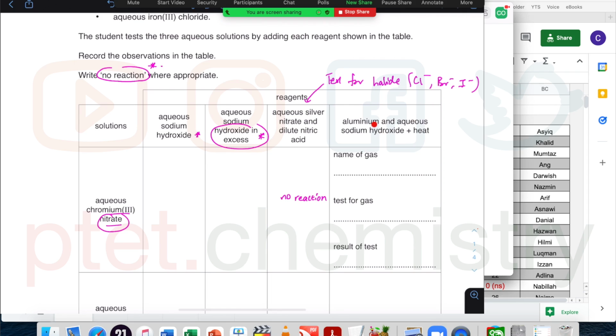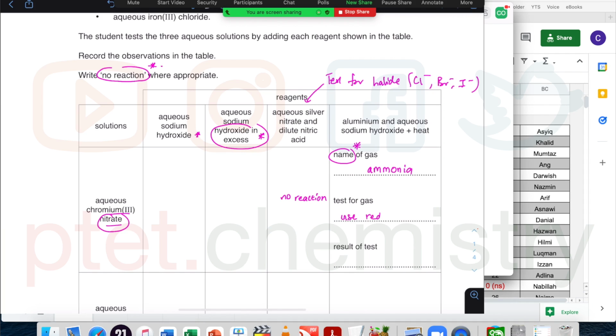Aluminium foil, sodium hydroxide and heat. What gas do you get? It is actually ammonia. I cannot write NH3 because the question specifies a name. I think one person in the whole class could not spell ammonia correctly. There was one person, I forgot who it was already.